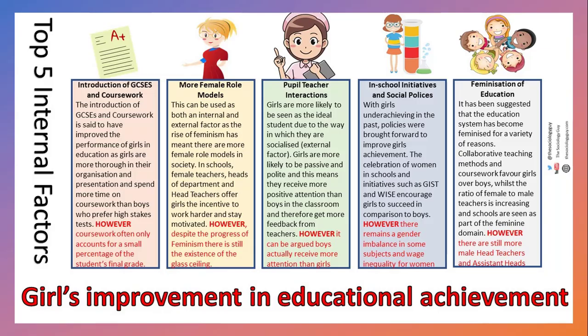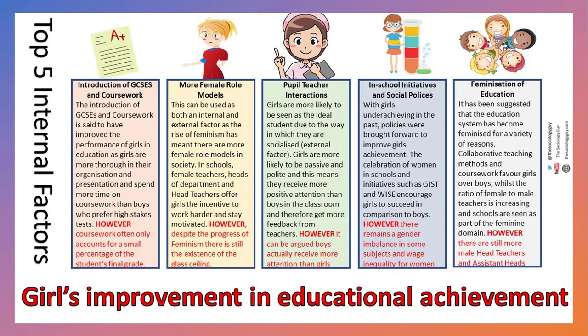Now, the next question, we can look at this 2 ways because it asks about gender, and what we're looking at is in-school factors. So not only can you look at factors that say that girls have improved, but also that boys are underachieving in comparison to girls. So I've put up 5 reasons here, and again, this is something I've sent out, and you can download this off my website. Introduction to GCSEs and coursework.